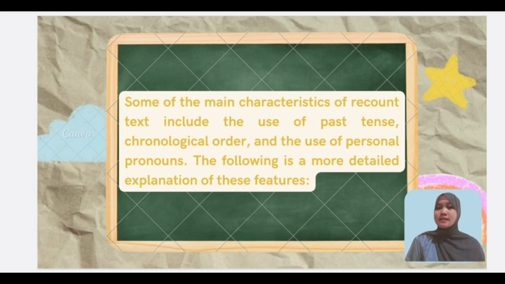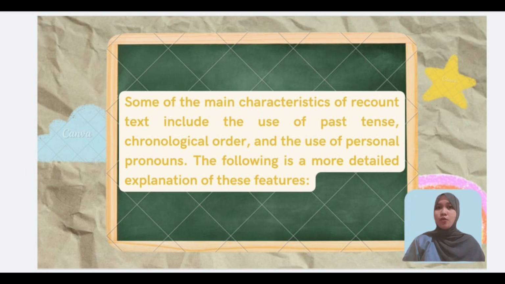First one is past tense usage. Recount text uses the past form, such as the simple past tense, to describe an event or experience that has occurred in the past. Using past tense helps the reader know that the story being told has passed. For example, the use of words like I went, he saw, we visited denotes the action that occurred in the past.